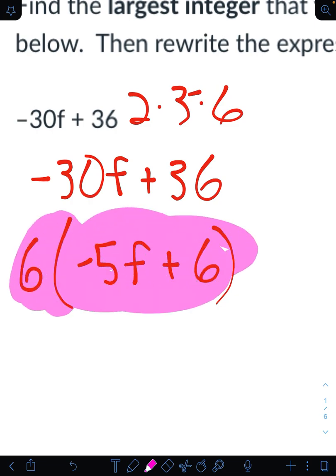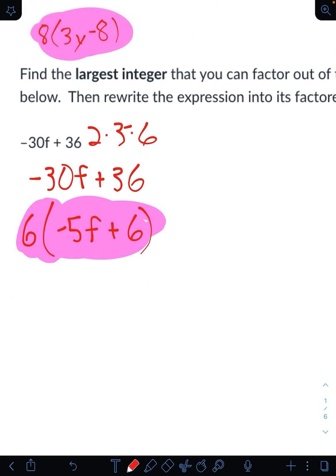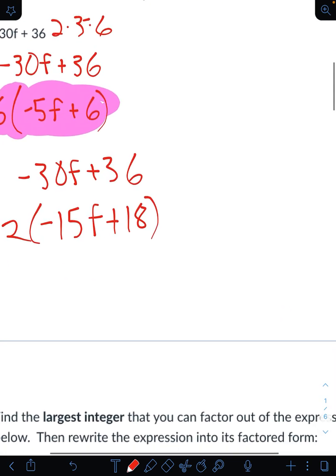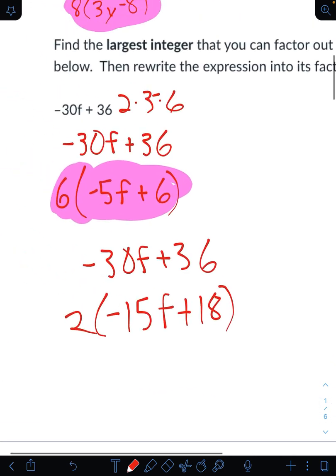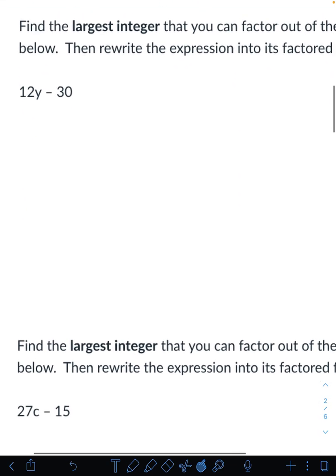Now, if you didn't want to do that or didn't see that, you could have taken a 2 out, and then you could have seen that a 3 goes out of it. So you could have taken a 3 out, and then 2 times 3 is 6. Okay, same answer. Let's look at another one.